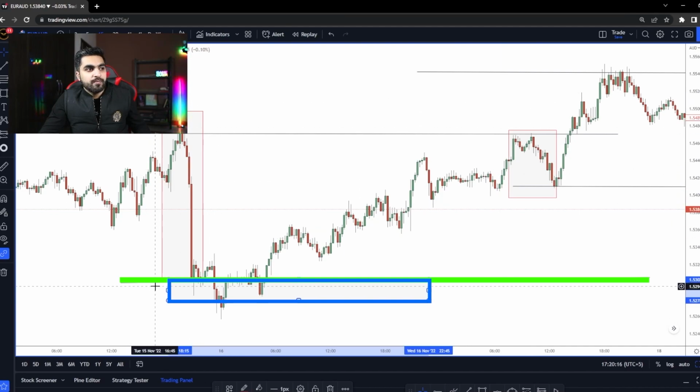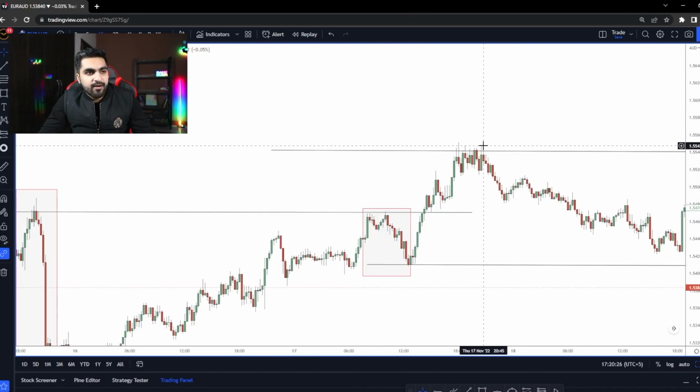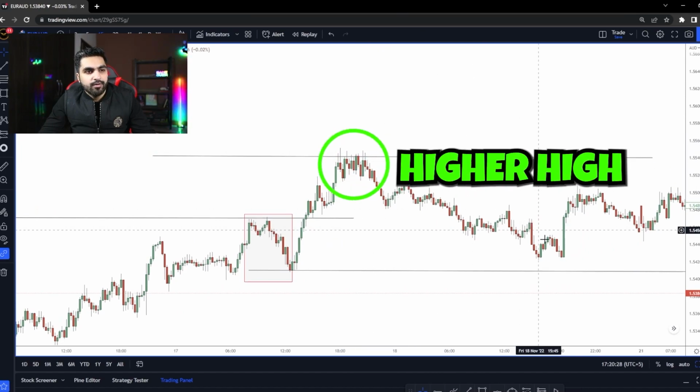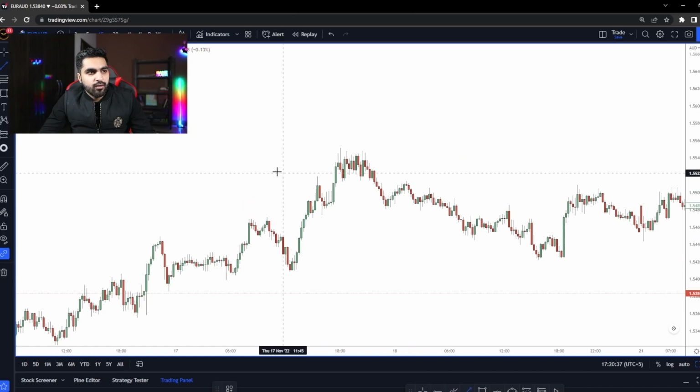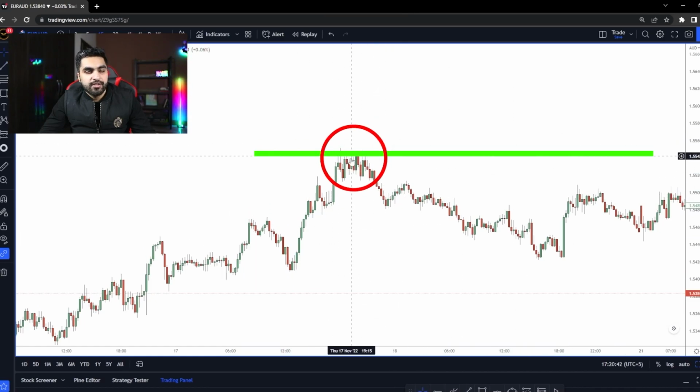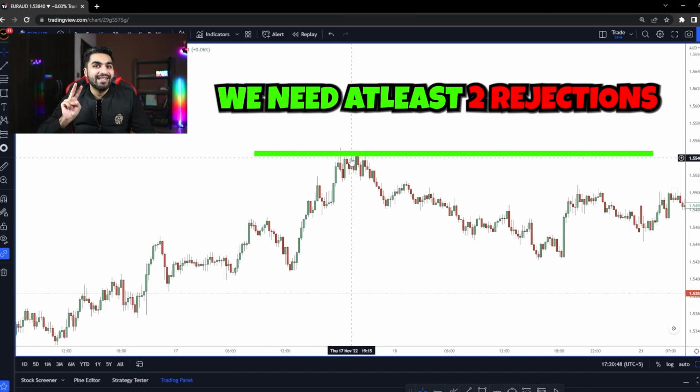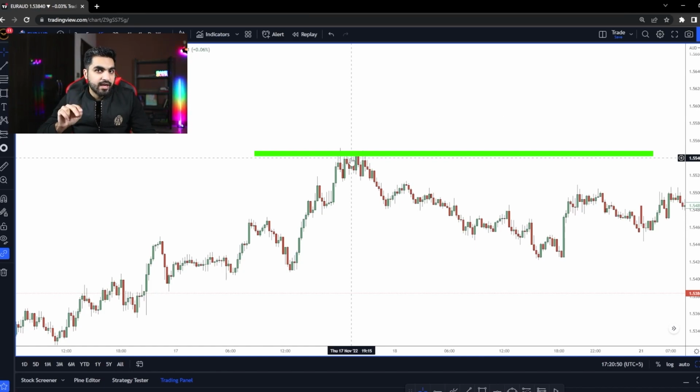So we are not going to be using these types of resistance areas or support areas from where these types of movements happen, like the big impulsive movement. So from here when we created this higher high, look how the sellers are going to the downside. That is what we need. So we have our resistance now here that we can expect a reaction from, but it is a very new resistance and we need first at least 2 rejections from this area. If there are 2 rejections, then and only then we will be considering this for the 3rd rejection.